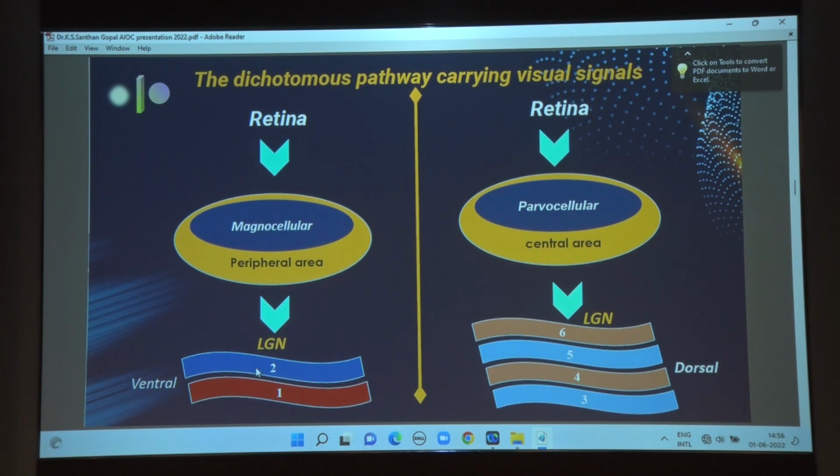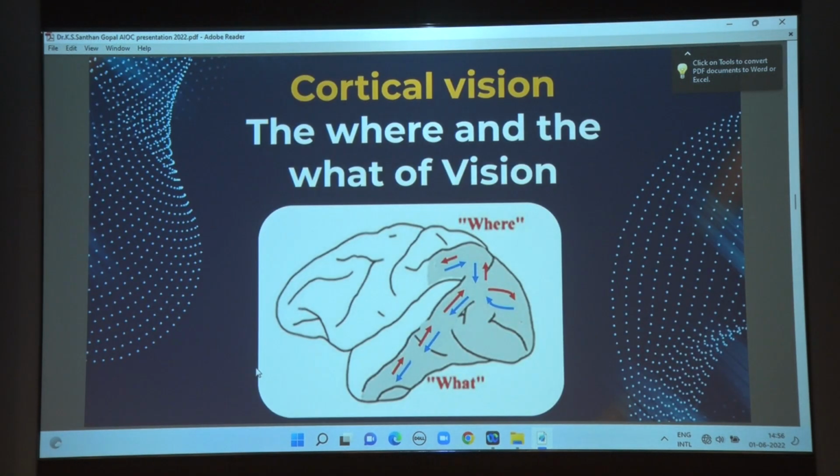Parvocellular fibers go to layers 1 and 2 ventrally, and the magnocellular go to layers 3, 4, 5, 6 in the dorsal area. Obviously, parvocellular occupies a larger area compared to the magnocellular cells. Now, they have different functions. The parvocellular cells assess what is called the what of vision, and the magnocellular cells assess the where of vision.